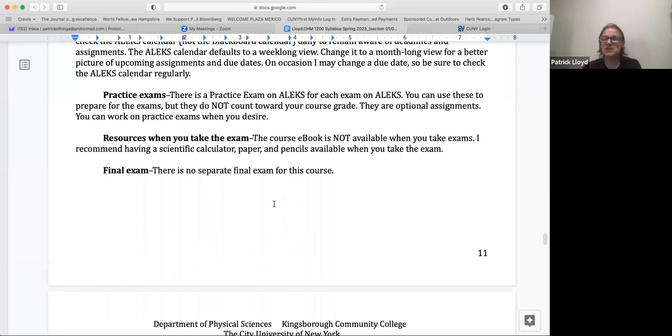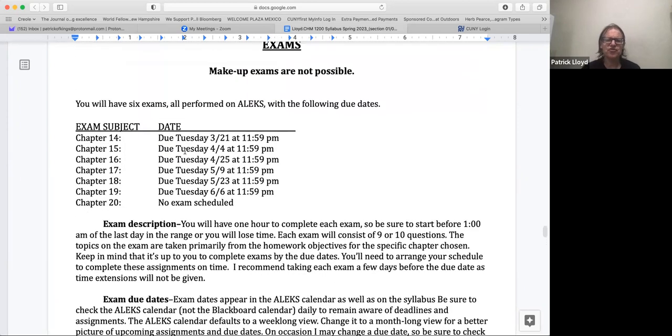When you're taking the exams, those 35-minute exams, you won't have access to the ebook. I would recommend that you have a scientific calculator, a paper, and pencils available while you're doing that. Remember, the dating on this is that they're due at this time. You can take them anytime before the due dates.